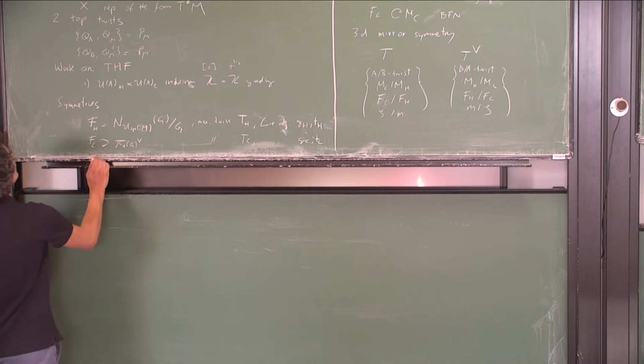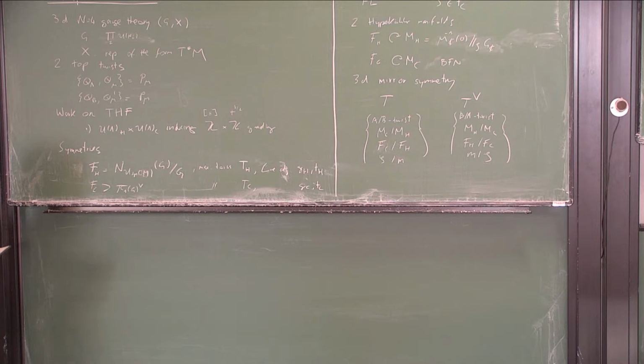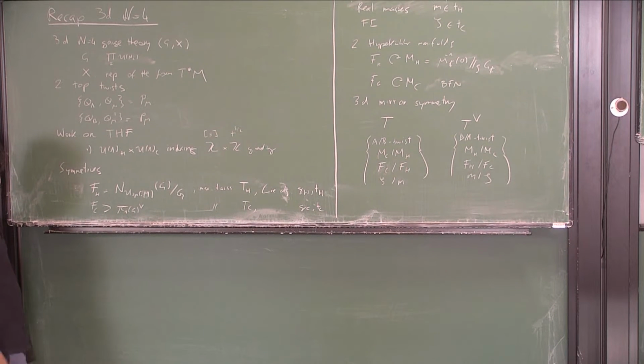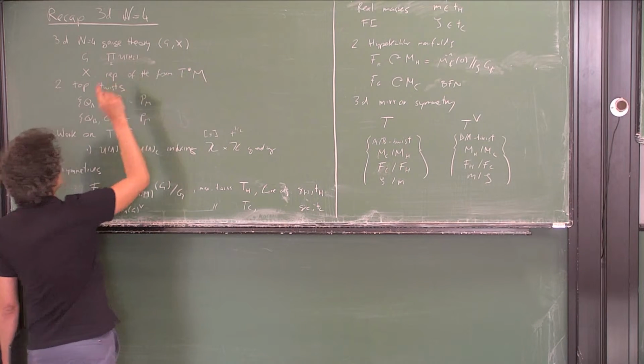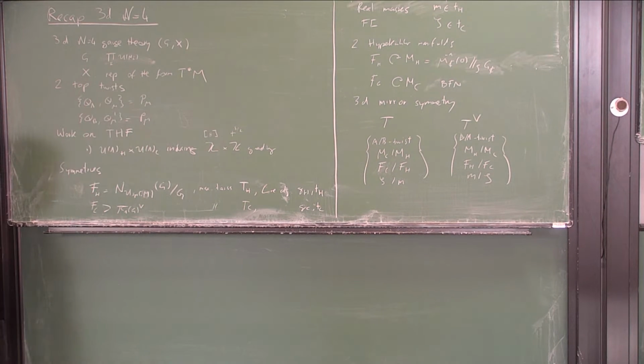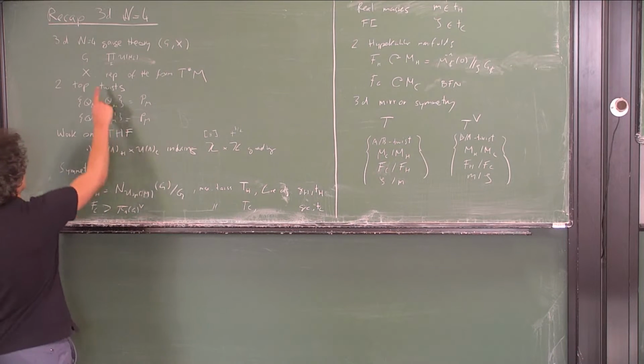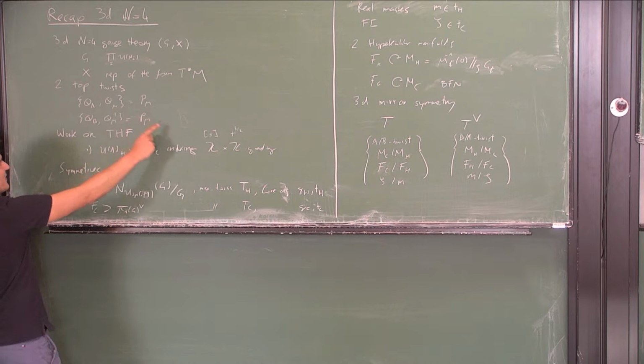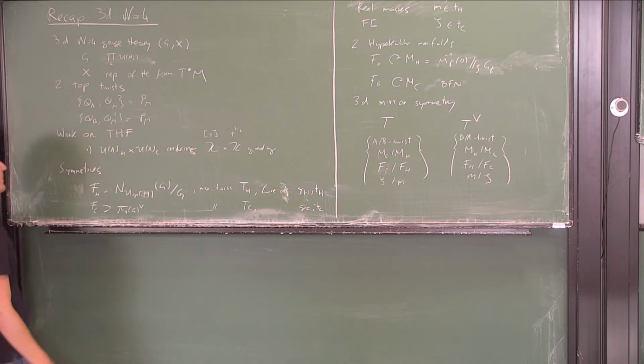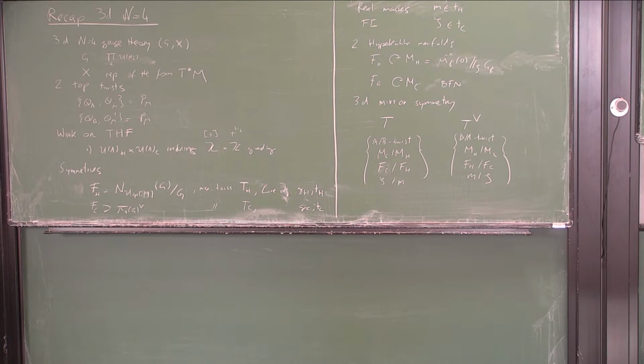So here I put a summary of the stuff that I'm going to use about 3D N=4 that has been discussed by Justin. So I'm going to focus on 3D N=4 gauge theories defined by a gauge group G. I'm going to take it to be a product of unitary groups for the sake of this talk. And then some quaternionic representation that's of the form T*M, where M is some unitary representation.